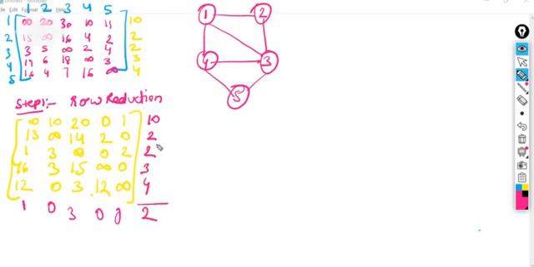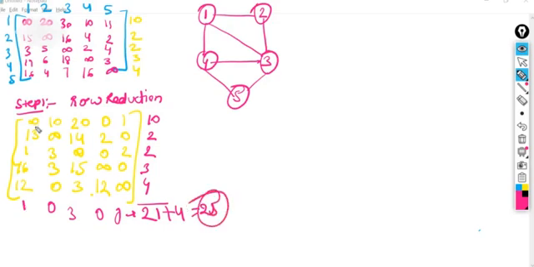It's 20, 10, 12, 14. 14 plus 3 is 17, plus 4 is 21. And what will we get over here? This is 1 plus 3, that is 4. That means I can just add it on here. 25 is the reduced cost here.